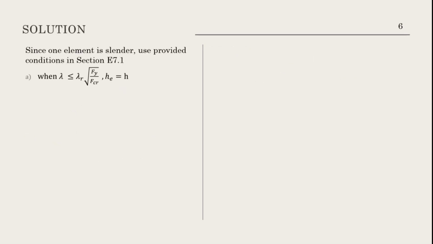Okay? Then, once we have the FCR, let us start solving for the effective area. When we are dealing with slender elements, we have two conditions to consider. Since we only have slender elements on the H side, we will only check once. Or we will only compute one effective dimension because the other one is not slender.